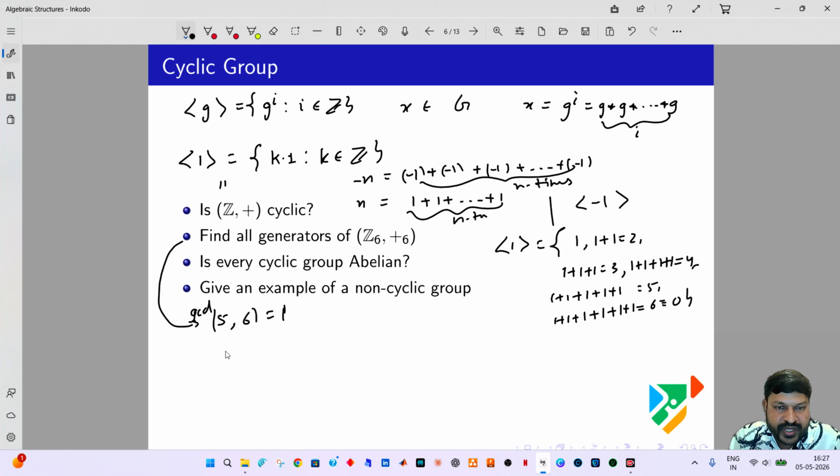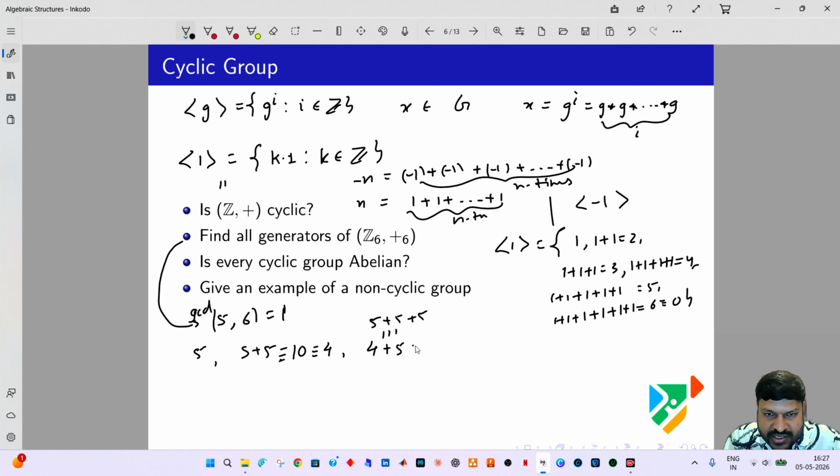So 5 should be able to generate all the elements. You can verify. What is 5 plus 5? It is equal to 10. What is 10 modulo 6? It is equal to 4. Once again, what is 4 plus 5? In other words, this is equivalent to 5 plus 5 plus 5. This is equal to 9. What is 9 modulo 6? 3. Next, 3 plus 5. What is this equivalent to?